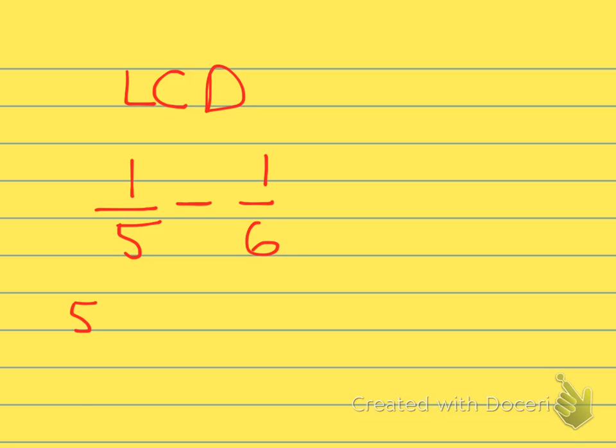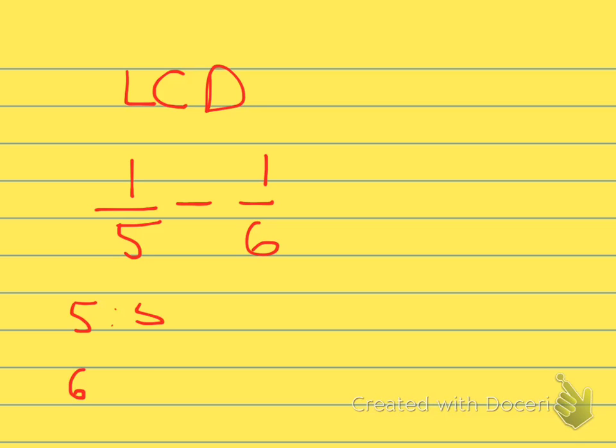Alright, one more thing. Least common denominator. What that's really referring to is, let's say we have 1 over 5 and 1 over 6, and we're subtracting them. Well, we've got to find a common denominator first. And 5 and 6 aren't common. So what we do is we find the least common multiple of those two.